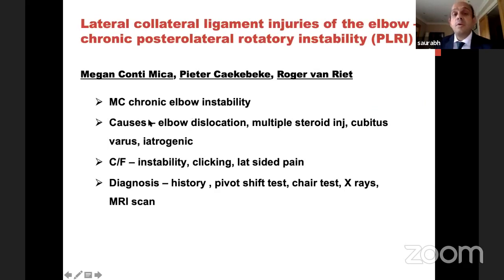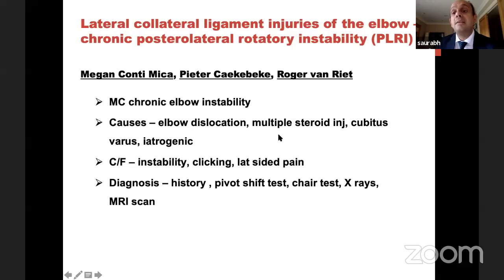So what are the causes? Elbow dislocation, and I'm sure in India and even here, people from villages sometimes will just sit on it, ignore it, and come as a chronic case. So PLRI type instability will happen with elbow dislocation. That's the most common reason.